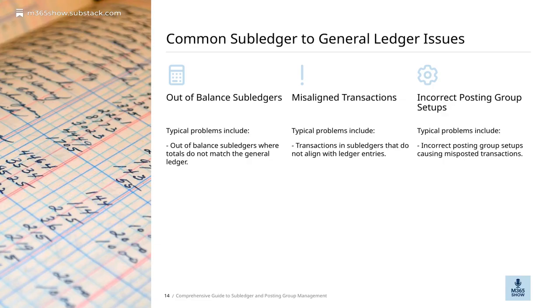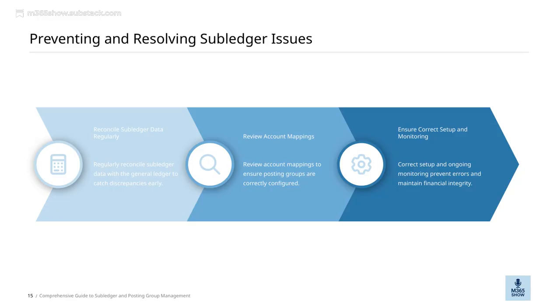Lastly, we often see out-of-balance subledgers, where the totals don't match the general ledger. This imbalance can be a sign of missing transactions or errors in posting, and it's essential to resolve these discrepancies to maintain financial integrity. Overall, addressing these issues is key to maintaining a clean, reliable financial system that supports effective decision-making. Now, let's talk about how to prevent and resolve subledger issues effectively.